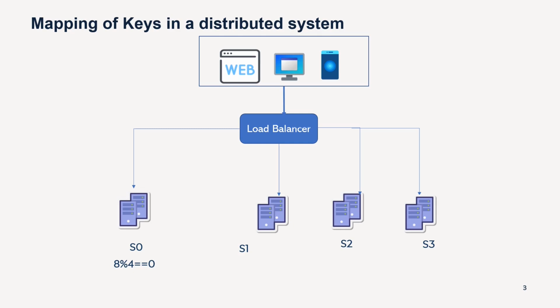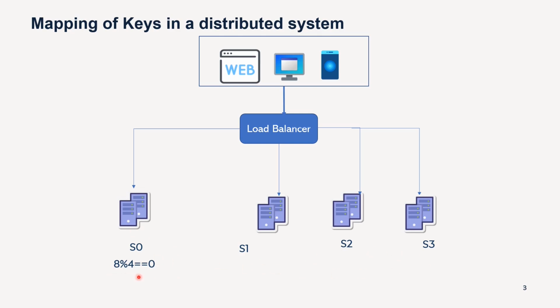Suppose we have four servers here in this context, and the key value is 8. We use a hashing function where we find the mod of 4. Suppose the request value is 8, and we do a mod of 4. Why 4? Because we have four servers, S0, S1, S2, S3. That's why we are doing the mod of 4.